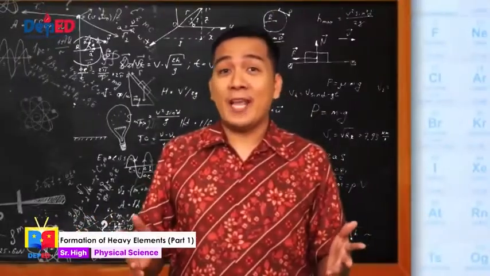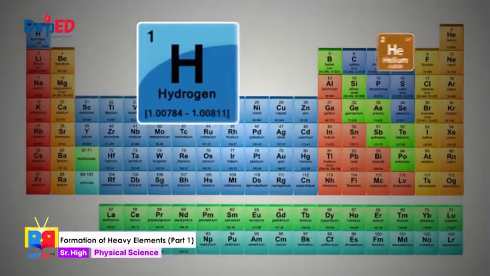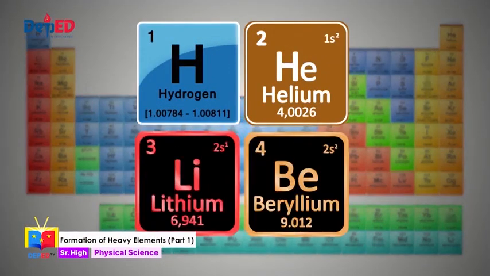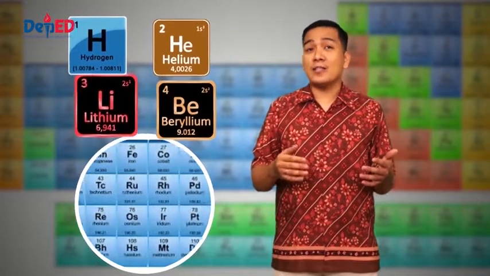If you look at the periodic table of elements, you will notice that the ones at the top are the elements that I mentioned: hydrogen, helium, lithium, and beryllium. This is because these elements are lighter than the ones at the bottom. They are lighter because they have less protons and neutrons in their nuclei.